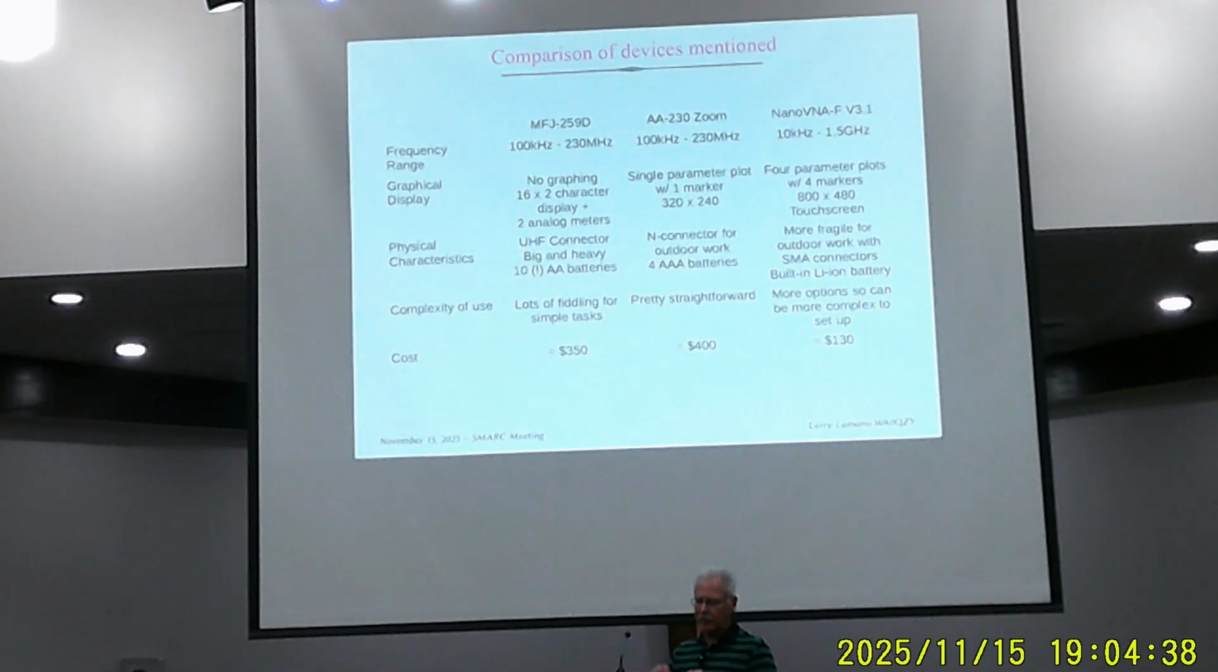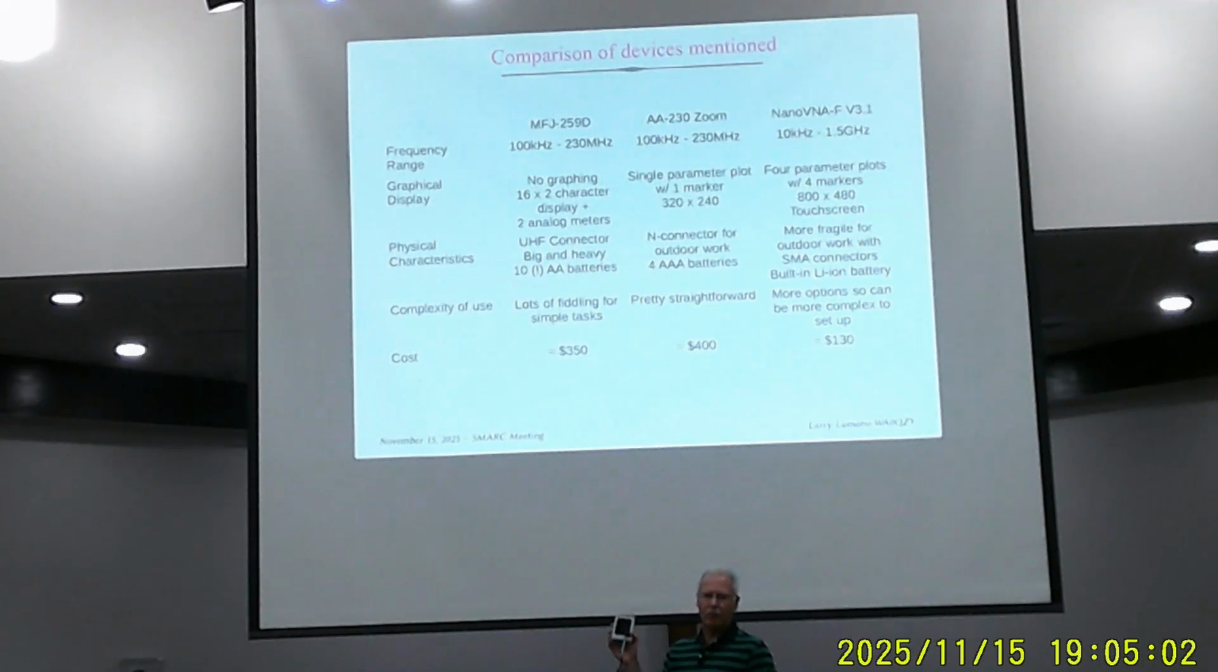It just had that 16 by 2 character display and a couple analog meters. So you really couldn't do a sweep measurement where you actually want to sweep across a frequency and look at that. The Rig Expert guys, there's a whole family of these too. They could do a single parameter plot and they have one marker, and we'll talk about what you can do with these markers later. And it's a pretty good 320 by 240 resolution.